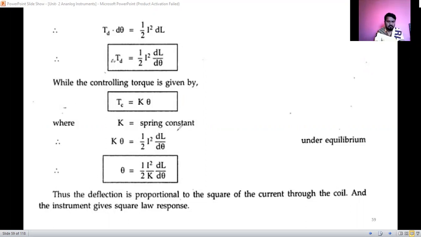Do you still have any doubt in this? The TD we have derived. Later, all the equation procedures are the same as what we used previously for the PMMC and all the other things.